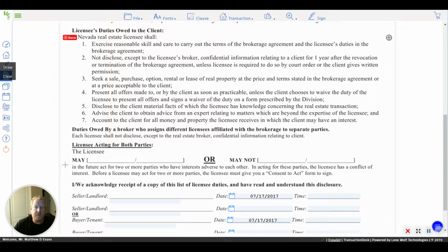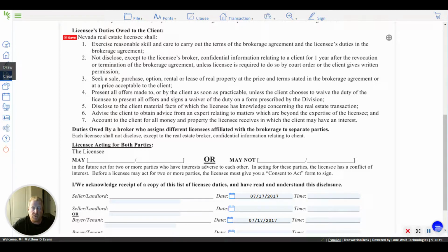Now this says licensee acting for both parties. Well, Matthew, you're telling me all these special duties you owe only your client, but how does that work if you work for two parties? It's definitely a conflict of interest, and it's something that doesn't happen very often, but it does happen. In the right situation, it can be fantastic for all parties. In the wrong situation, it can be a disaster.